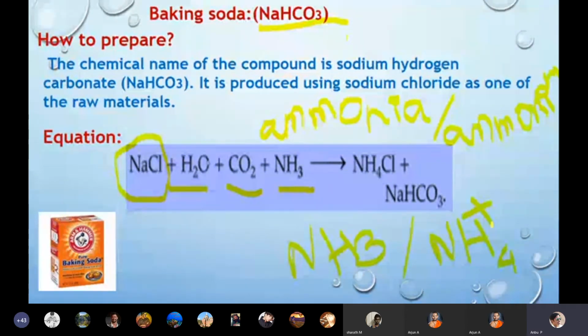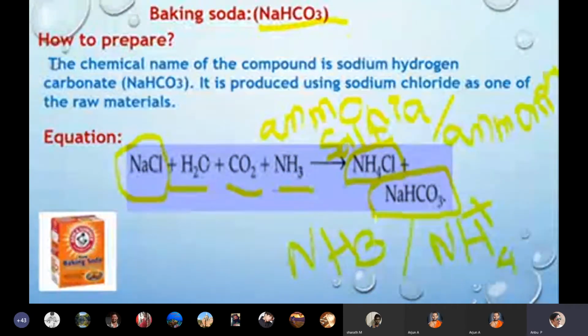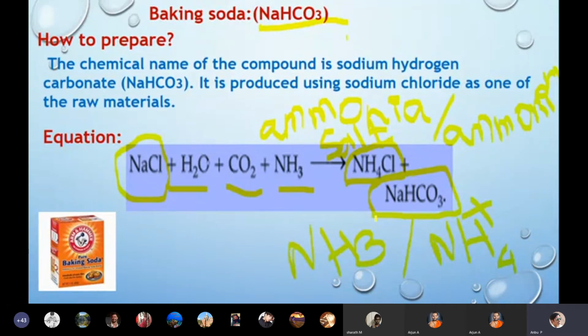What are the reactants used to prepare this baking soda? Sodium chloride, water, carbon dioxide gas, and ammonia gas. When these four reactants are added together, they produce ammonium chloride, which is a salt, and also the baking soda, that is NaHCO3. This ammonium chloride can be separated by using the sublimation process. When you sublimate, the mixture of ammonium chloride and sodium bicarbonate can be separated, and it is used as baking soda. This is a simple method of how baking soda is prepared.